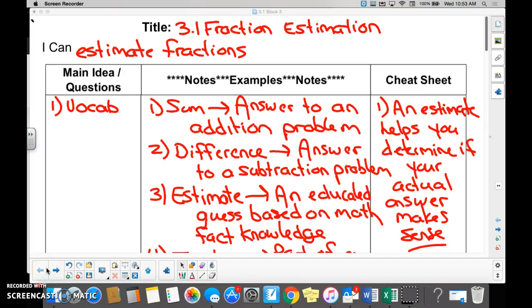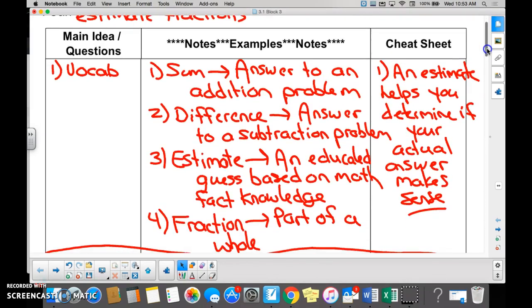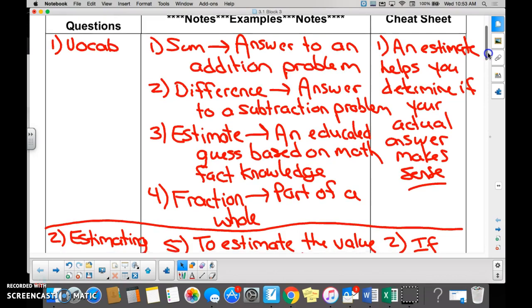3.1 fraction estimation, says Kennedy. Thank you, Kennedy. Vocab: sum, difference, you're good with.